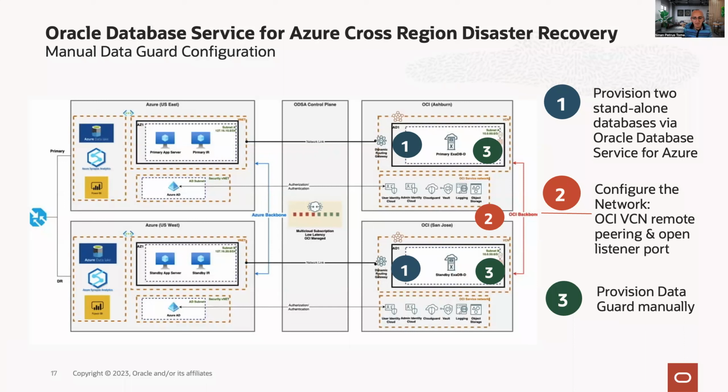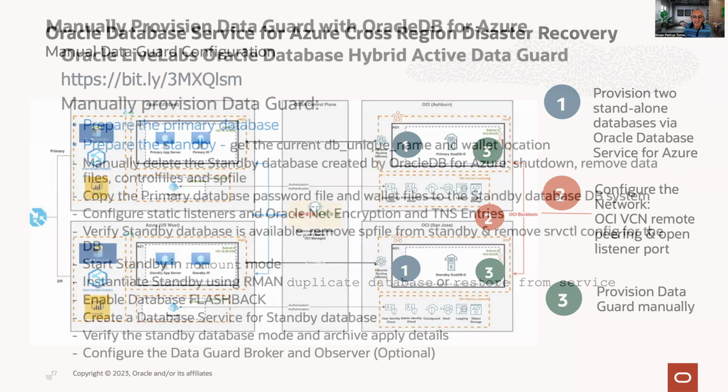And in the next step, you have these two databases that are yet just standalone databases where the VCNs are peered. You will provision and set up Data Guard manually, as you would do it with every Oracle database, whether it is running in the cloud, on premises, or in a hybrid cloud configuration. Next, please.